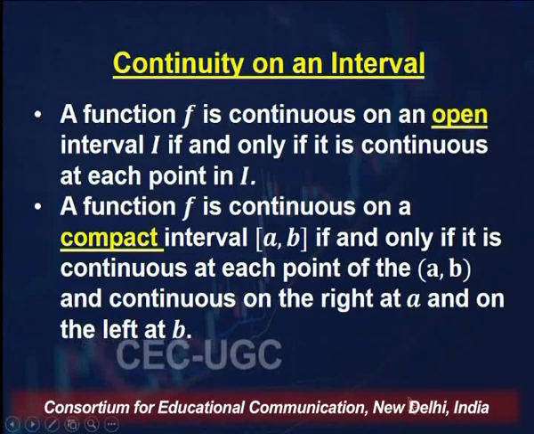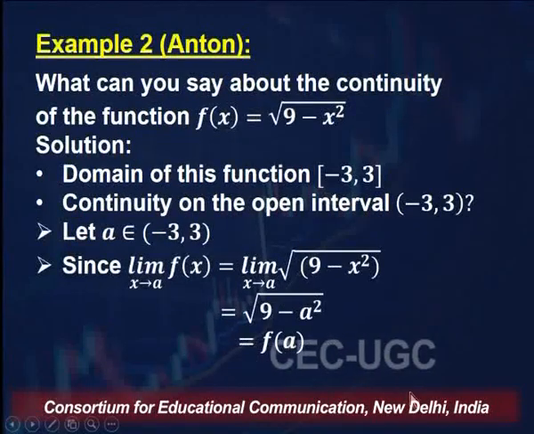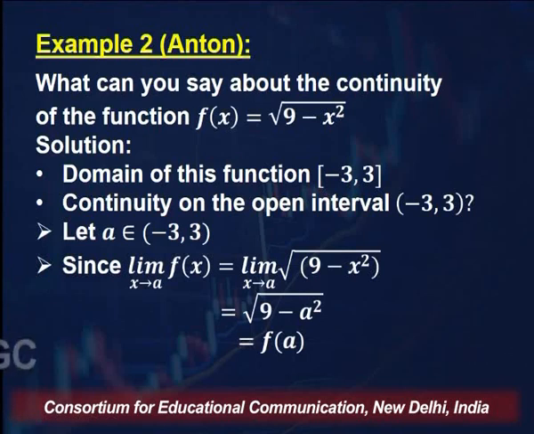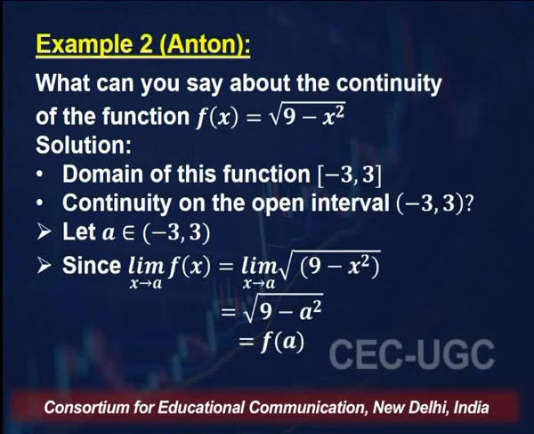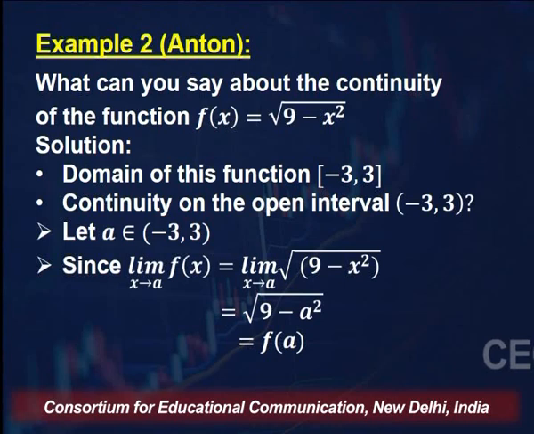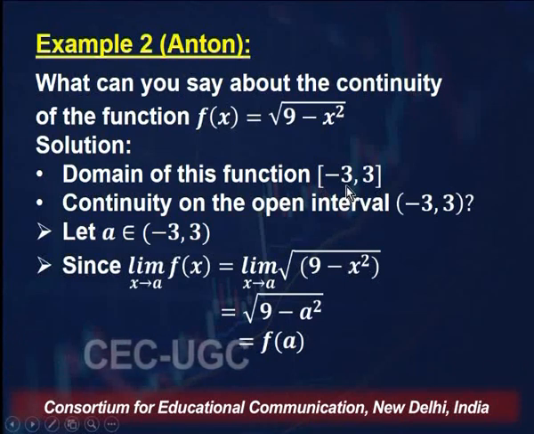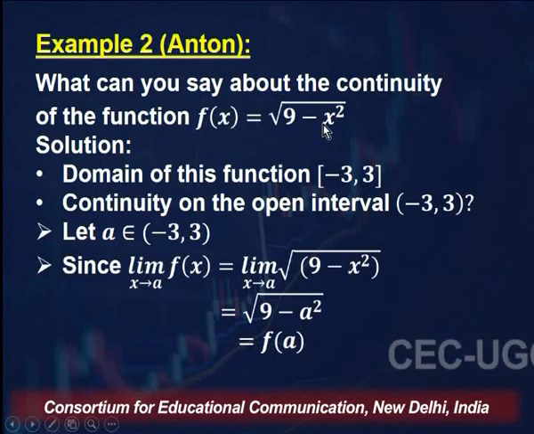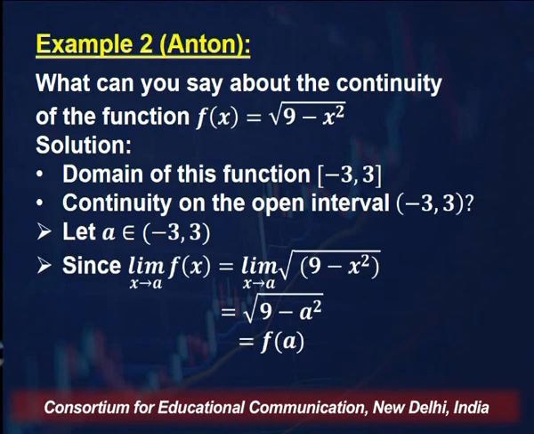So let's look at an example to see how we go about doing this. Here we have a function which is given by square root of 9 minus x squared. If you just visualize this or draw it, it's nothing but a semicircle. You can see here that the domain of the function is going to be this compact interval minus 3 comma 3, because 9 minus x squared has to be greater than or equal to 0, which is to say that x will lie between minus 3 and 3.